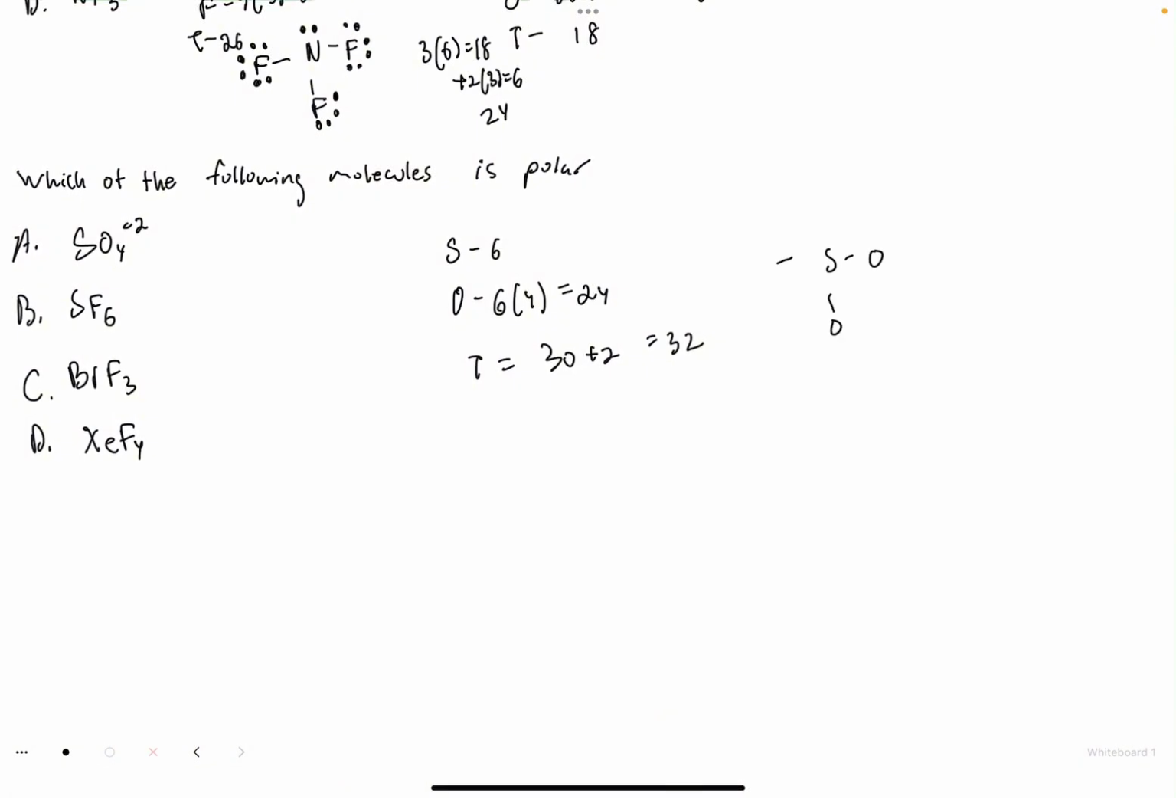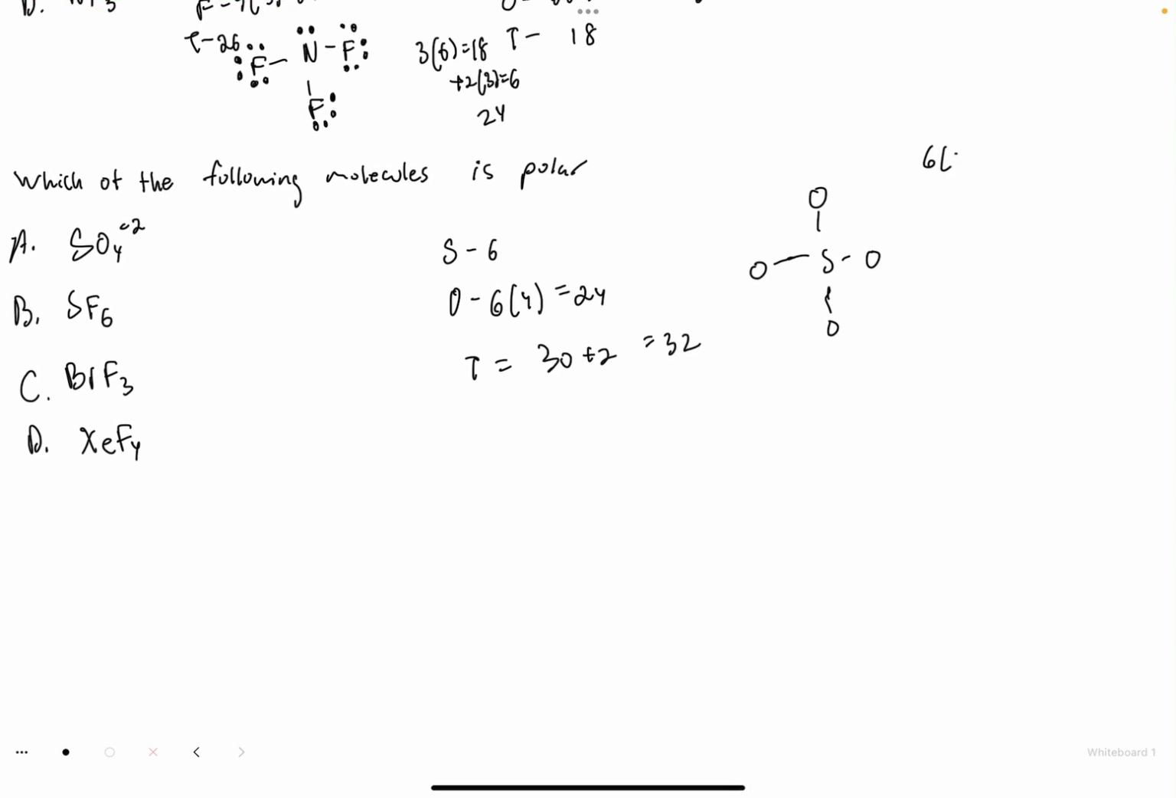Sulfur is central, with oxygen, oxygen, oxygen, oxygen. And so 6 times 4, 24, plus 2 times 4, which is 8. So you're at 32. So that's the magical number in this case. And this would be nonpolar since all the terminal atoms are the same and there aren't any lone pairs on the central atom.